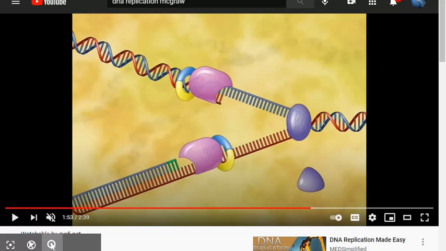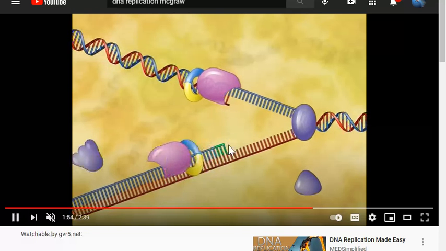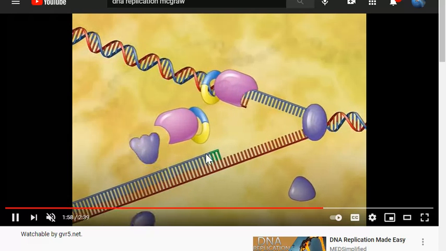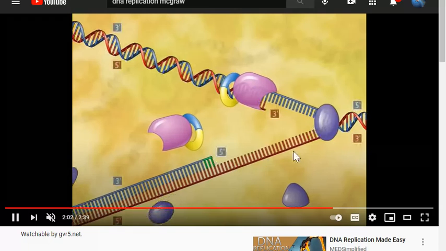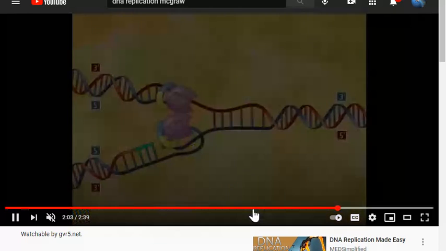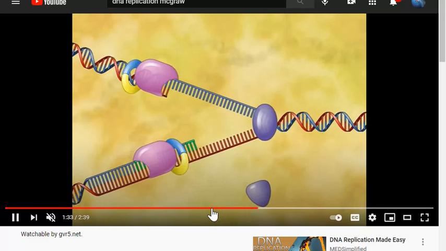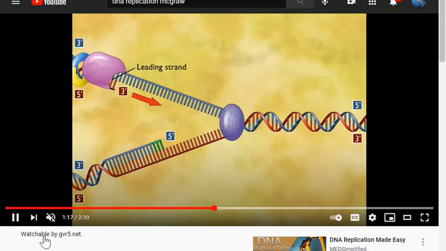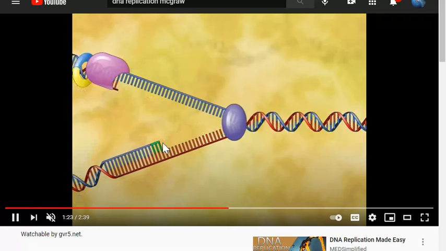So I'm going to let it play here. It's going to show a primer got put on by primase, DNA polymerase added bases. Okay, let's watch this next segment. Let me rewind it a little bit more. And here we go. Let's watch the lagging strand be made in segments.